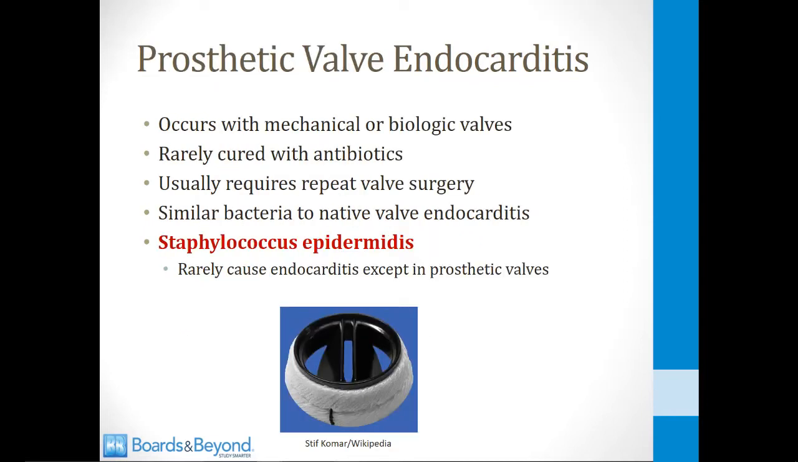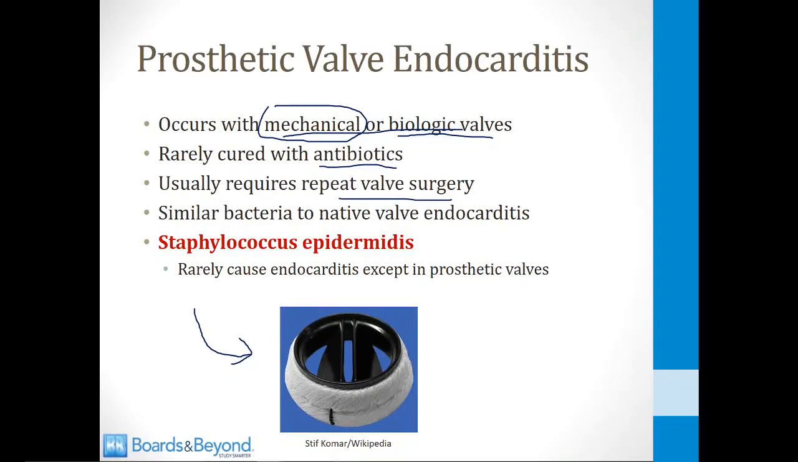Prosthetic heart valve endocarditis is a special form of endocarditis that occurs in patients with mechanical or biologic valves. Many patients with valve disease are referred for cardiac surgery, and they have placement of either a mechanical valve, which is a metal valve, this is a picture of one on the screen here, or a biologic valve. A biologic valve has a prosthetic ring, and then it has pig or cow tissue in the middle to mimic the presence of normal valve tissue. Patients who develop endocarditis of a prosthetic valve are rarely cured with antibiotics. This is a very big deal. It usually requires a repeat valve surgery for the patient.